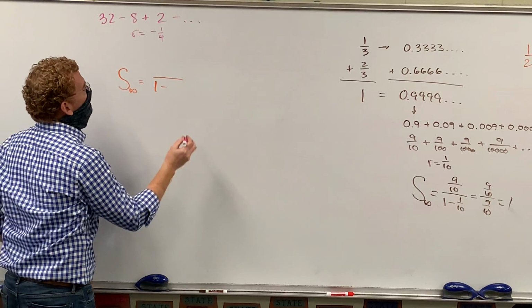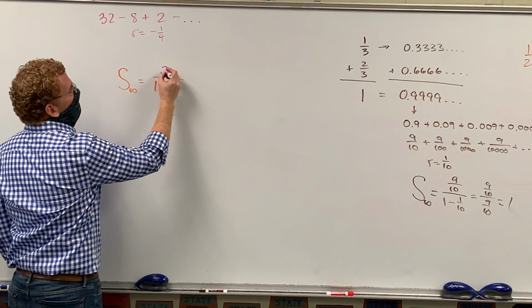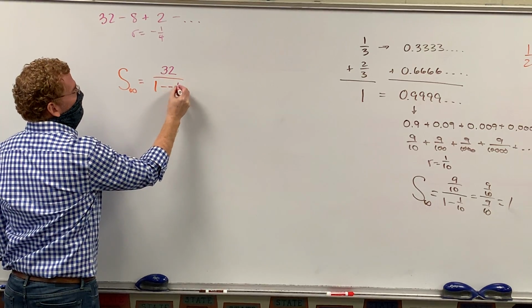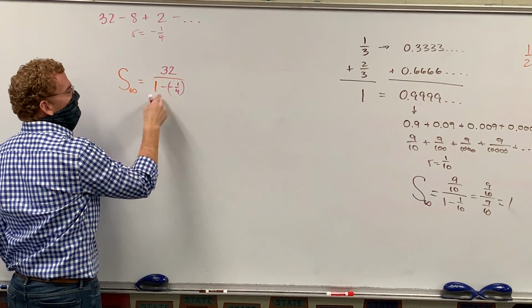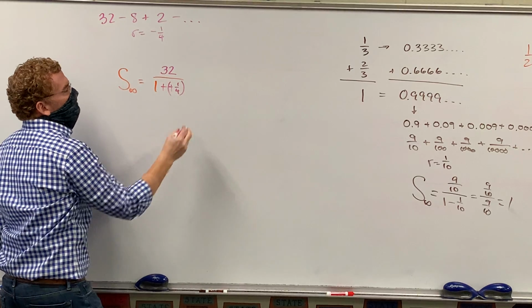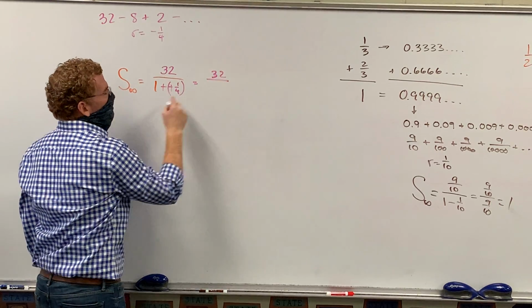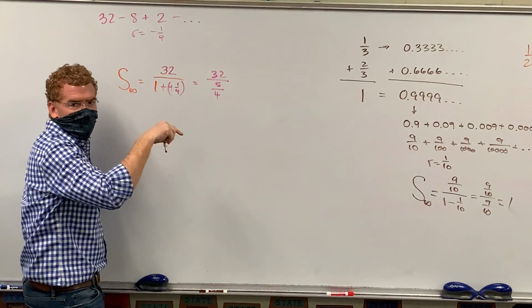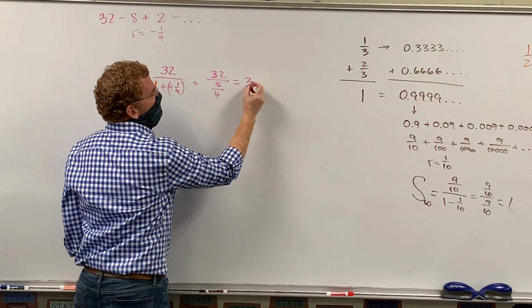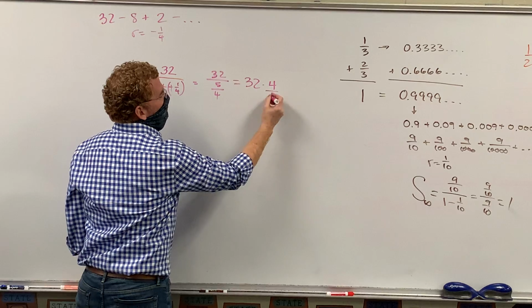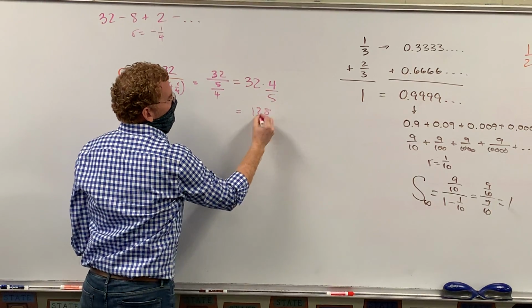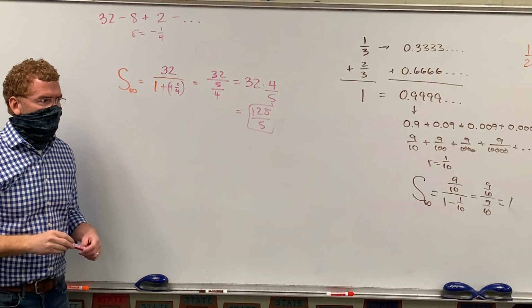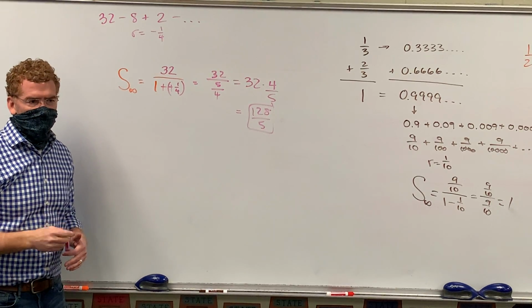How do I do it? 32 on the top, 1 minus a negative 1/4. And what is 1 minus a negative? Plus. So 32 over 1 plus 1/4, which is 5/4. And how do you divide by a 5/4? Multiply it by a 4/5. Nothing cancels there. 128/5. Y'all seen this?